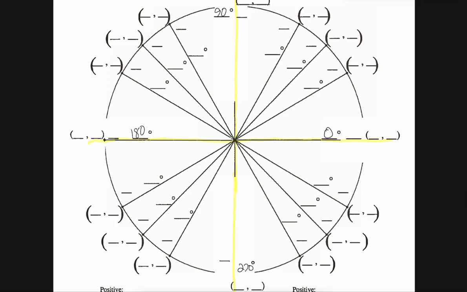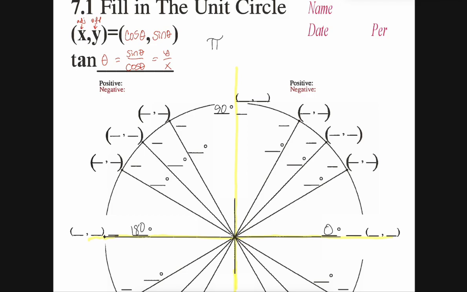Next, I would like to label the radian measures, okay? The radian measures are all related to pi. Pi is 180. Make yourself a note. Pi radians is 180 degrees.